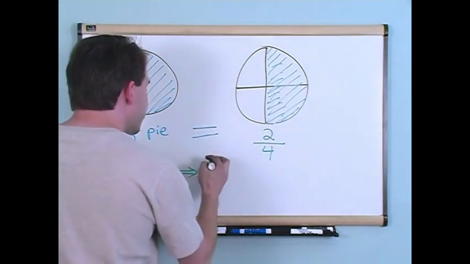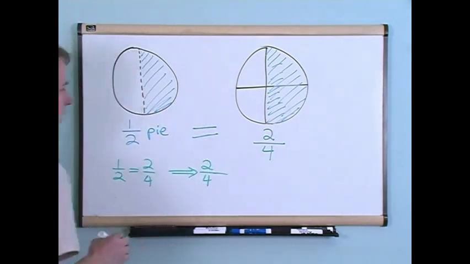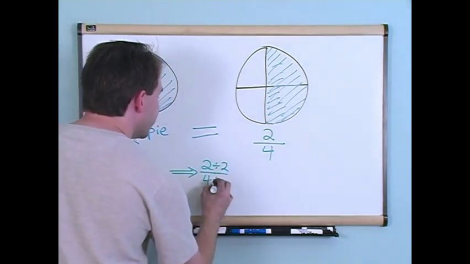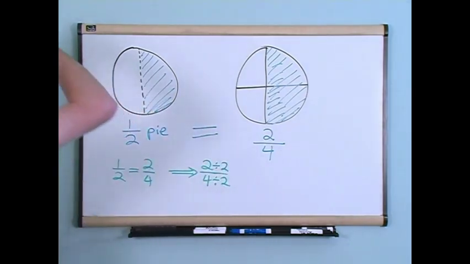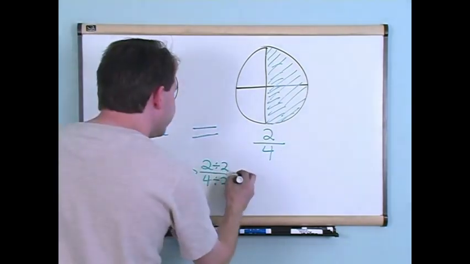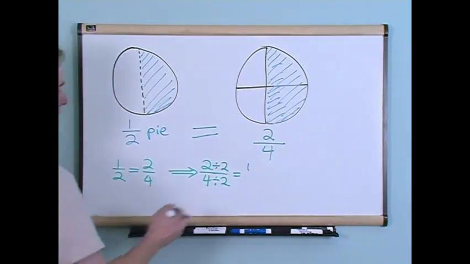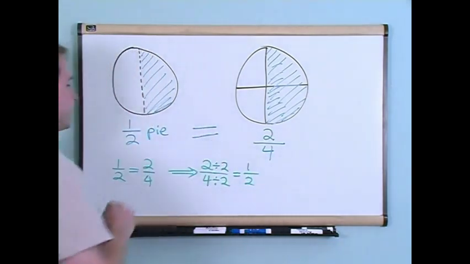So tell me, if I start out with a 2 on the top and a 4 on the bottom, okay, what happens if I divide the top by 2? And what happens if I divide the bottom also by 2? I've done the same thing to the top and the same thing on the bottom, okay? What is 2 divided by 2? Well, that's 1, because anything divided by itself is 1. What is 4 divided by 2? Well, that's simply 2, okay?